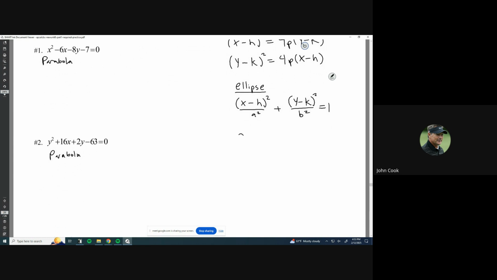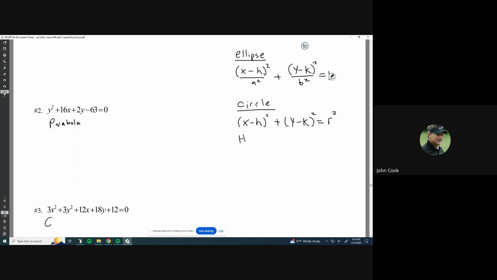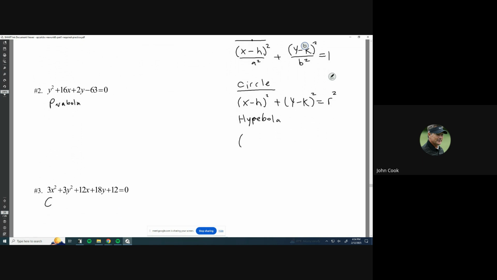And then you've also got a circle. So the circle standard form looks like this. It's (x minus h) squared plus (y minus k) squared equals the radius squared. I'll wait for that to show up. There we go. And then the last one is the hyperbola. So for a hyperbola, it looks like this. It's very similar to the ellipse: (x minus h) squared over a squared, and then minus (y minus k) squared over b squared equals 1. And then the other one is, if you switch it around, so you make the negative on the x value, the squared x.